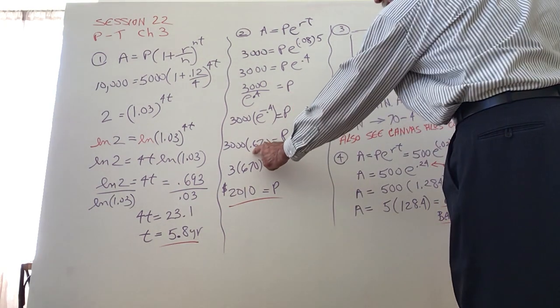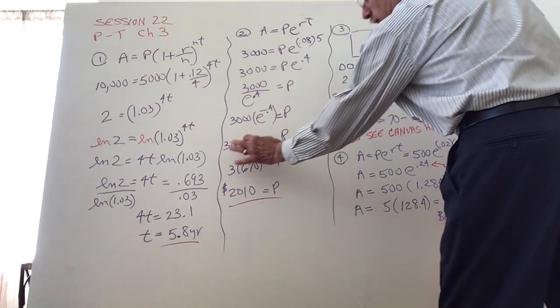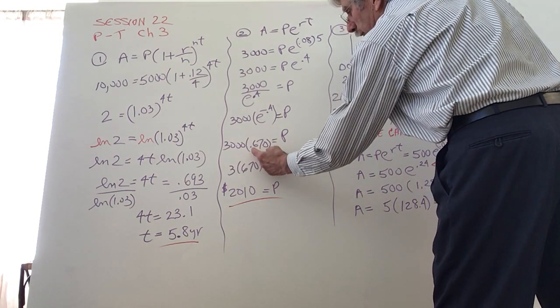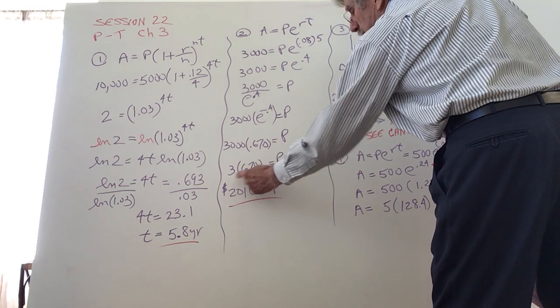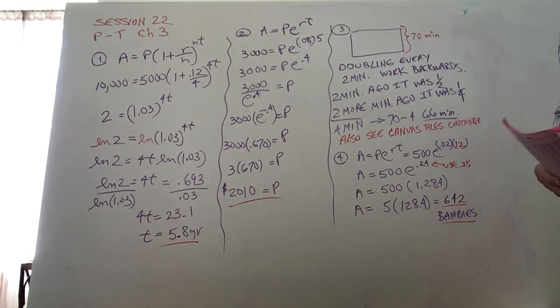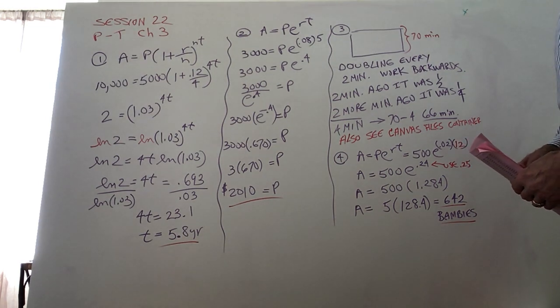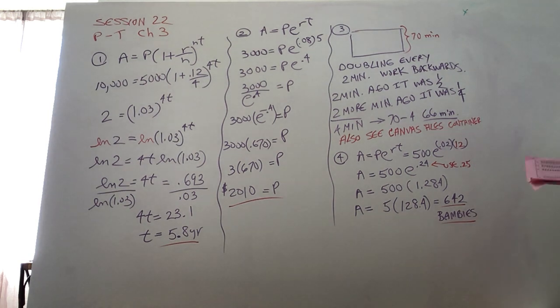So 0.670 times 3,000. What I did is I assigned the 3 zeros here to the decimal there, moved it 3 places basically. Becomes 3 times 670. That's not too bad to multiply. Turns out to be 2010, your answer there. $2,010 invested now, compounded continuously at 8% for 5 years, should yield $3,000. Number 2.